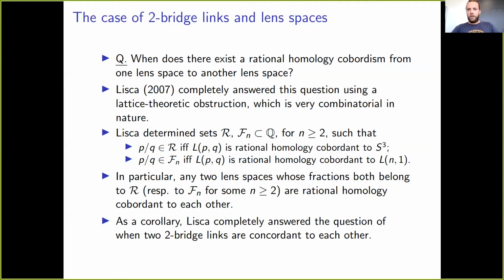And as a corollary, Lisca was then able to completely resolve the very initial question, which is to determine when two bridge links are concordant to each other. His result can be seen purely as a result concerning rational homology cobordism between lens spaces, but since, given concordances, we can construct rational homology cobordisms between their branched double covers, this led to a complete classification of when exactly two bridge links are concordant to each other.